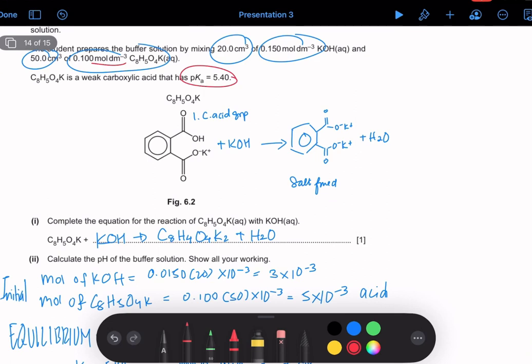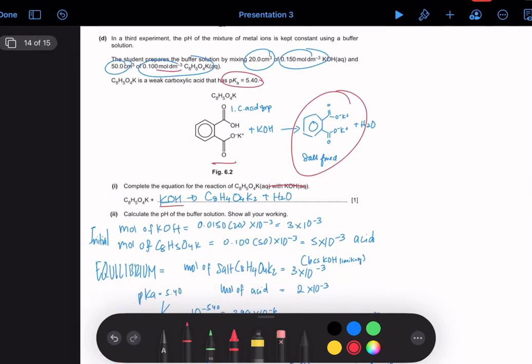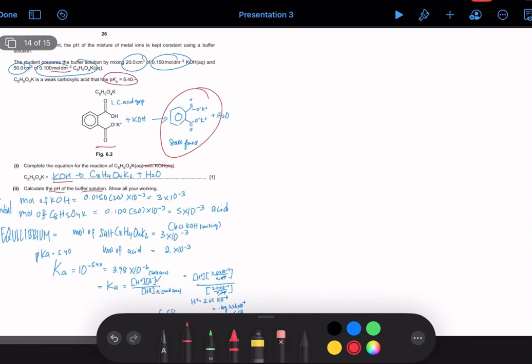Alright, complete the equation again. Right, this is your acid form, you add your KOH, and this is your salt form. So yeah, you just have to plug it into the equation form. So you have C8H5O4K plus KOH becomes C8H4O4K2 plus H2O. Alright, calculate the pH of the buffer solution. Show all of your workings.